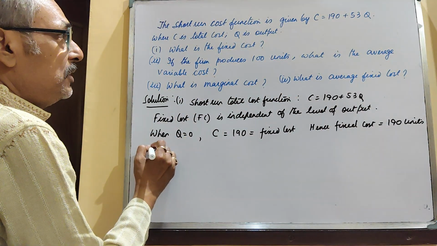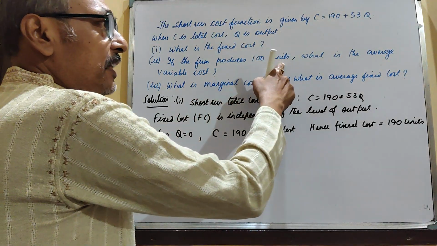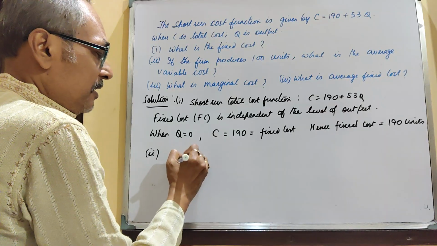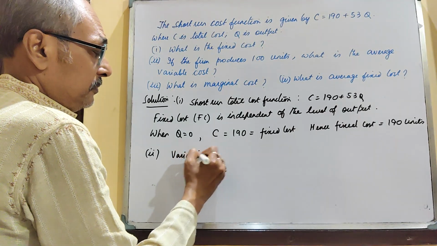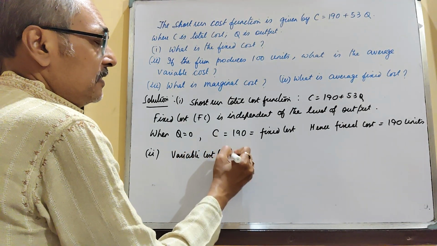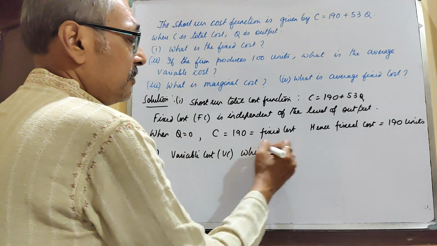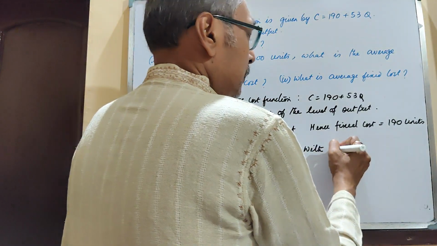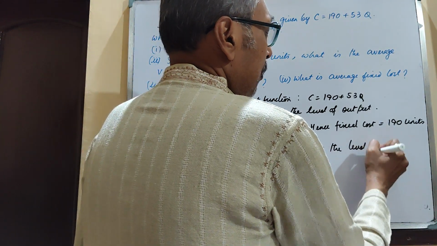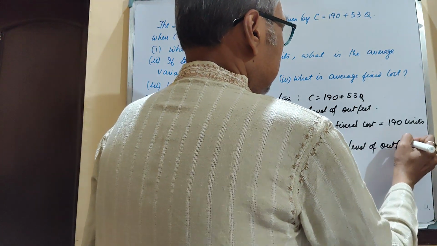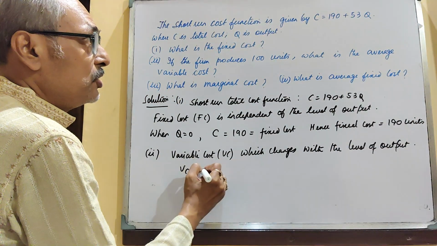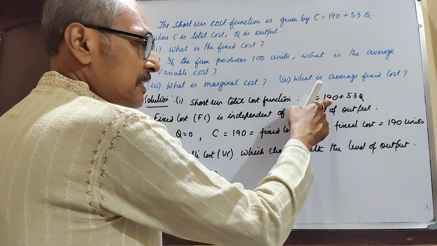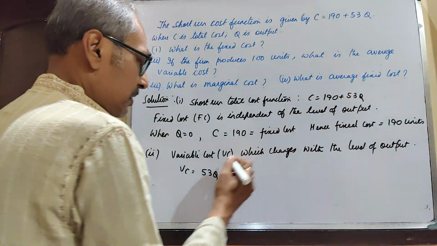Now second part. If the firm produces 100 units, what is the average variable cost? First we find variable cost. Variable cost, denoted by VC, changes with the level of output. That is VC equals 53Q. This is the fixed cost, this is the variable cost, VC.